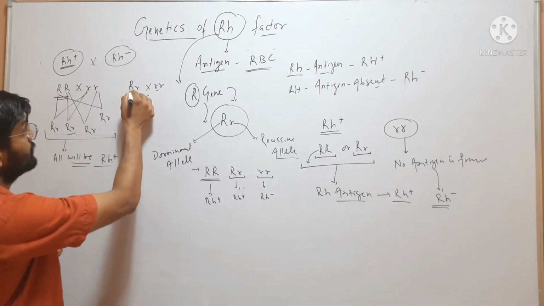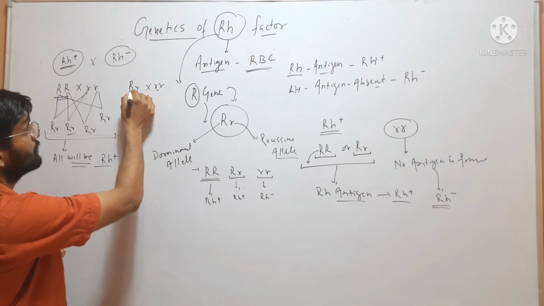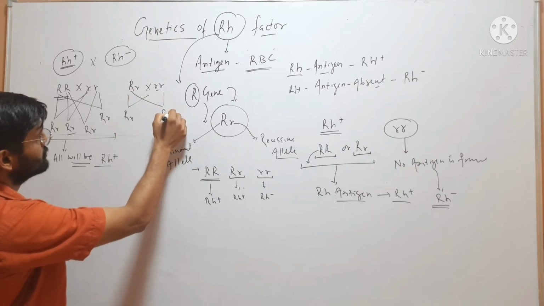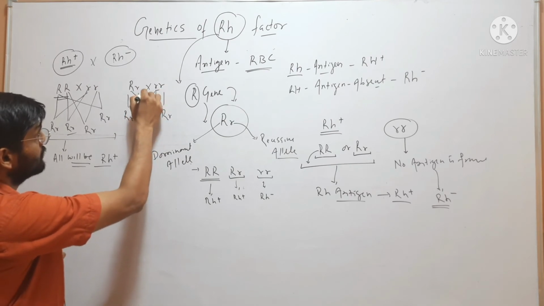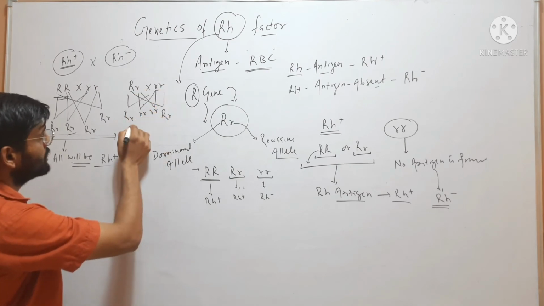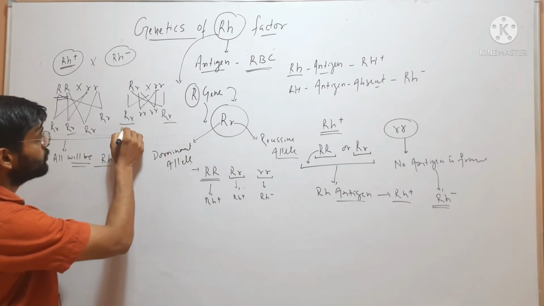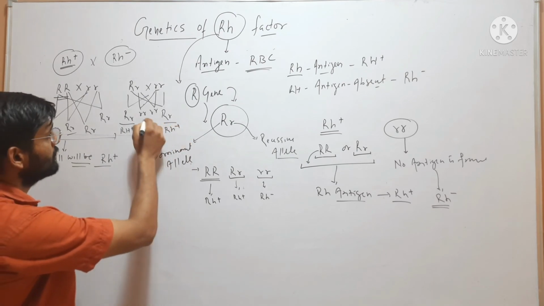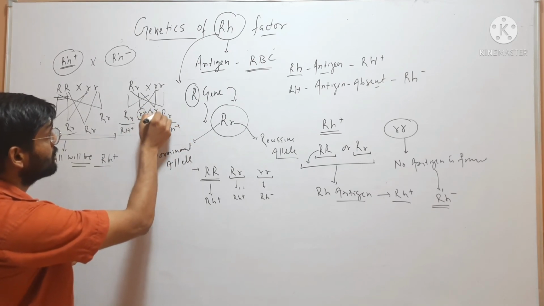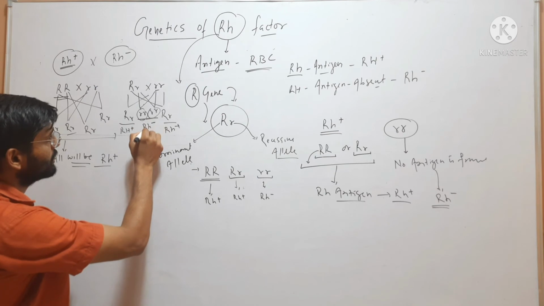Capital R, small r, capital R, small r, capital R, small r, then 2 will be Rh positive and 2 will be Rh negative. These two will be Rh negative.